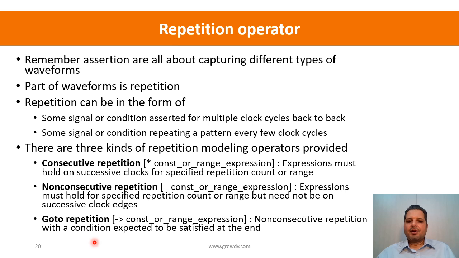But at this point, just understand the fact that there are 3 types of repetition operators. You have consecutive repetition, non-consecutive repetition, and go-to repetition. Consecutive and non-consecutive are very clear. For the go-to repetition, just remember that it's a special case of non-consecutive with an additional condition attached. When we go to the example, we'll look at it in more detail.